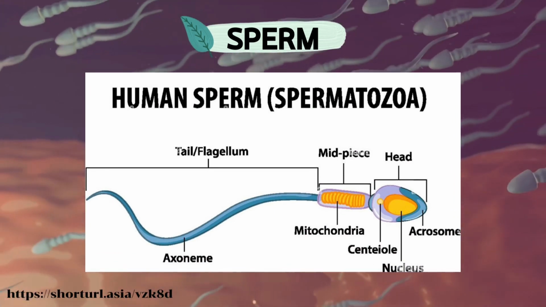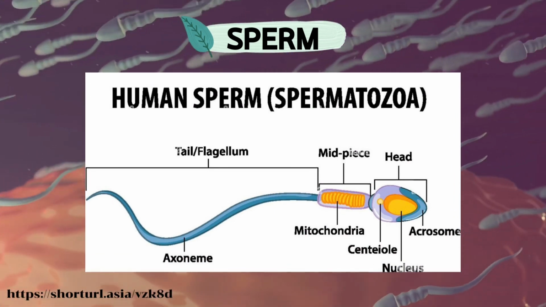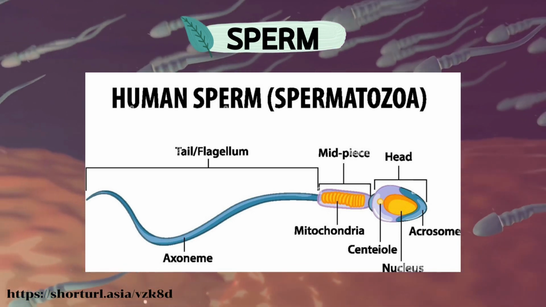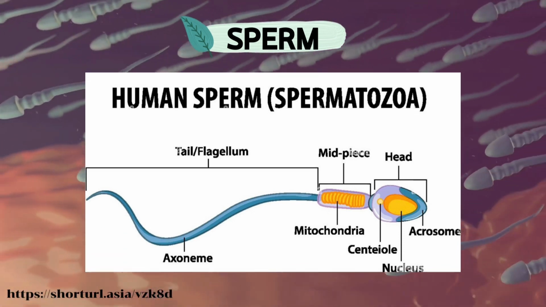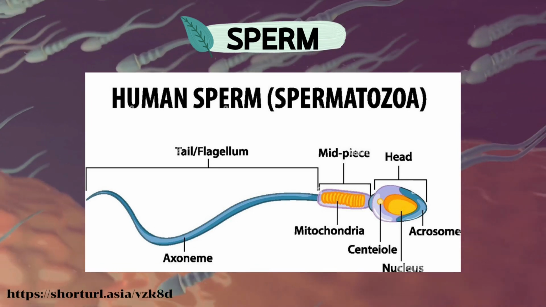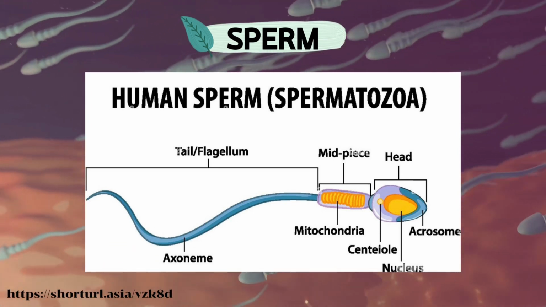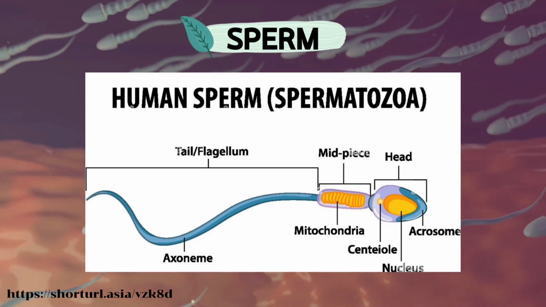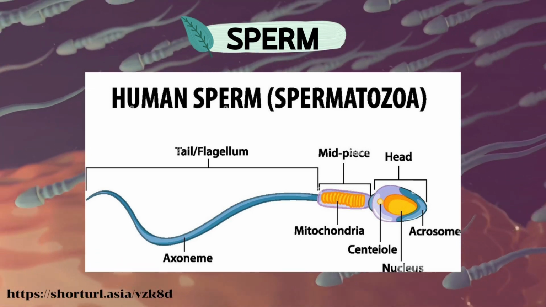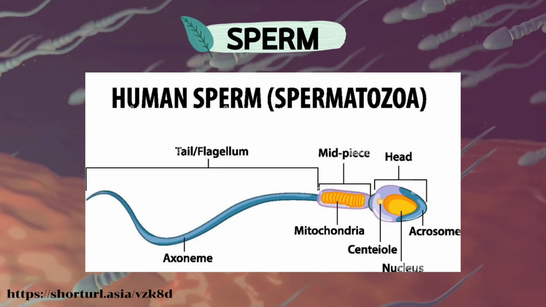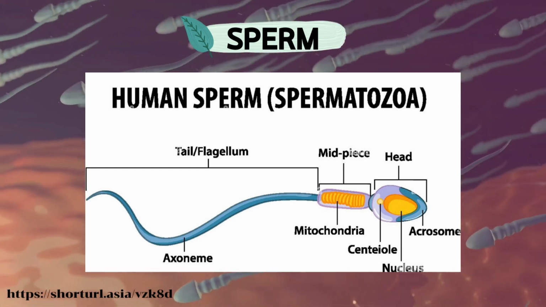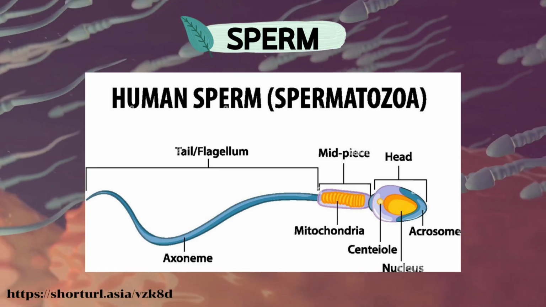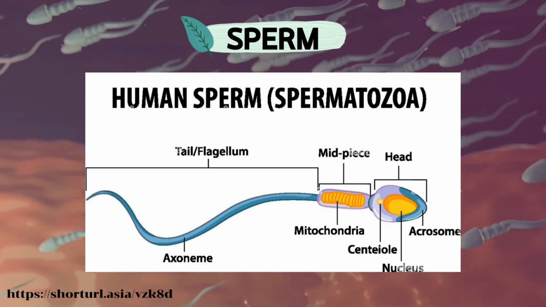The head of the sperm contains the DNA, which when combined with the egg's DNA will create a new individual. The tip of the sperm head is called the acrosome, which enables the sperm to penetrate the egg. The midpiece contains the mitochondria, which supply the energy the tail needs to move. The tail moves with a whip-like movement back and forth to propel the sperm toward the egg.